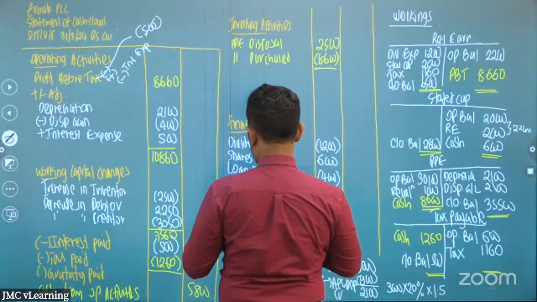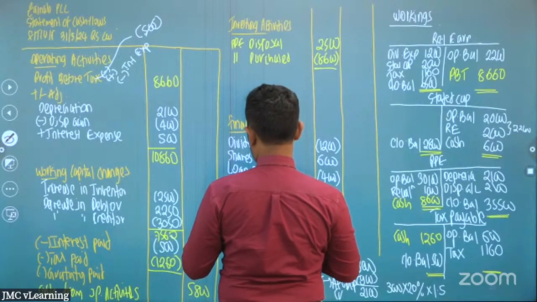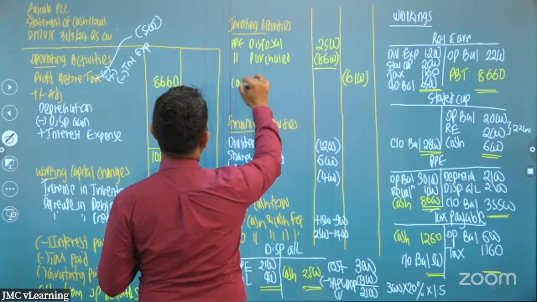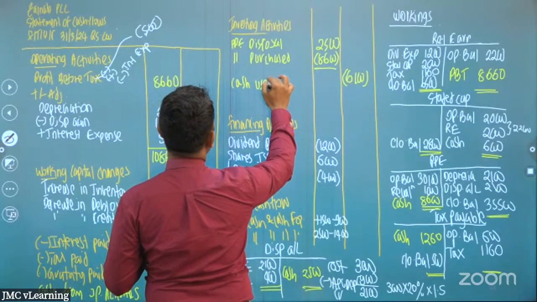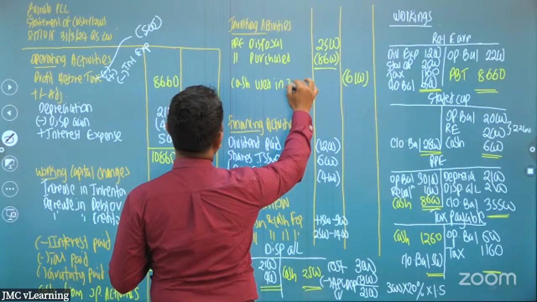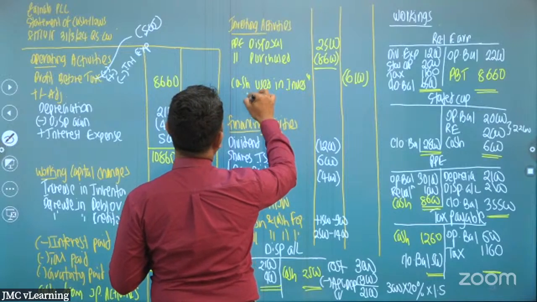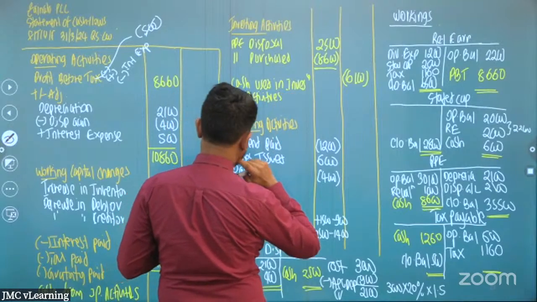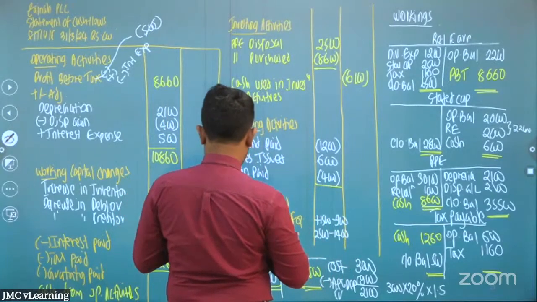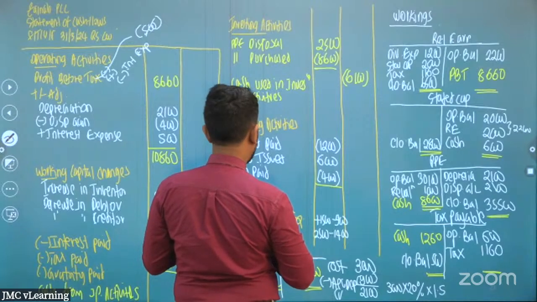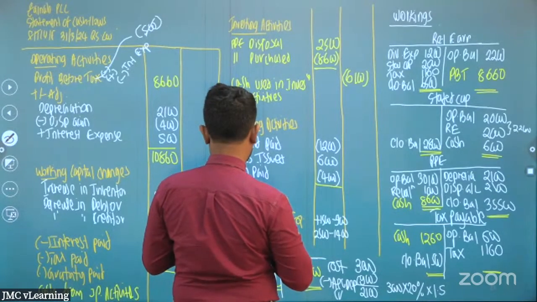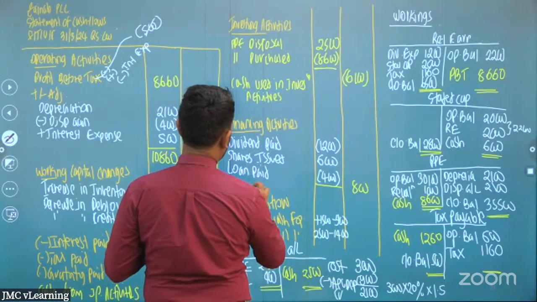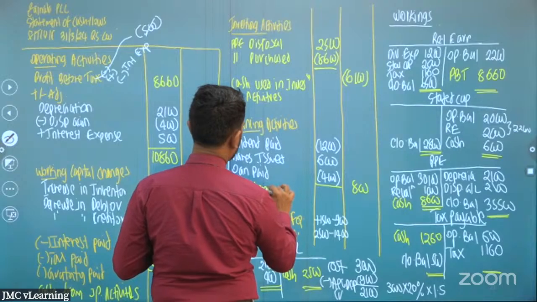Then 2500 minus 8600, 6100 is the cash used in investing activities. Minus 1200 plus 6000 minus 4000. 800 is the cash from financing activities.